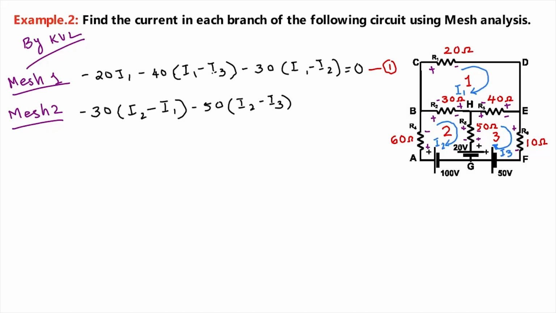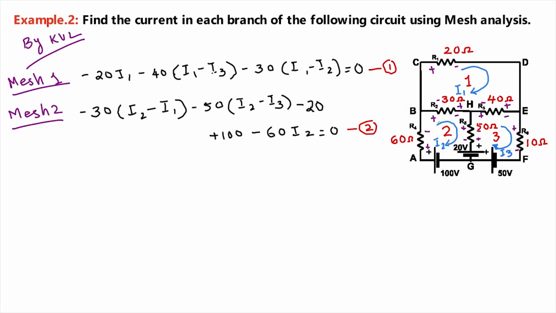Then comes this 20 volt source, where it is flowing from positive to negative terminal, that is a drop, minus 20. Then here 100 volt is coming, which is from negative to positive, a rise in potential, so plus 100. Here it is positive to negative, a drop in potential, minus 60 I2. So the algebraic sum is equal to 0. Let this be equation 2.